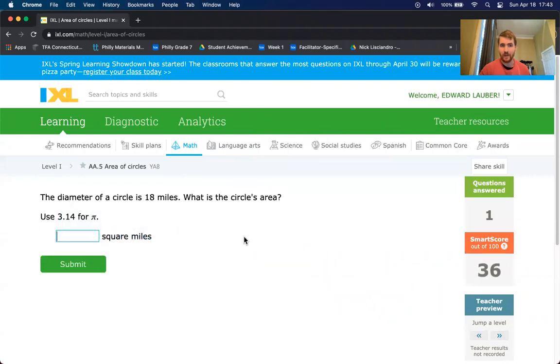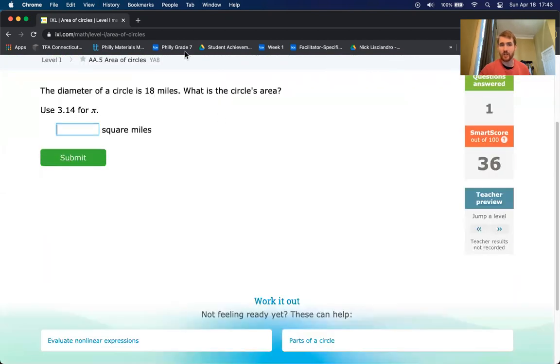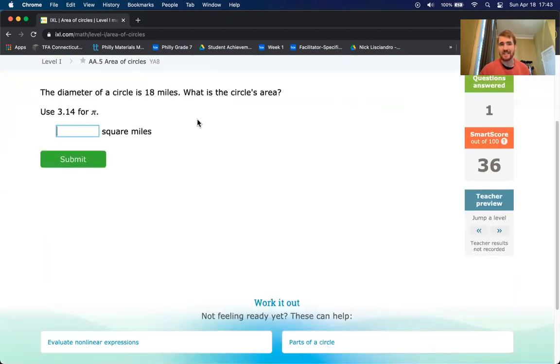And you're going to keep going until eventually it tells you about the diameter of a circle. Now remember, this is going to be a little bit trickier because the diameter of a circle is not the same as the radius. So what is the formula for the area of a circle? What it is, A equals pi times r squared.